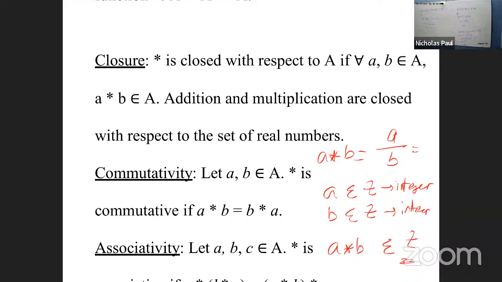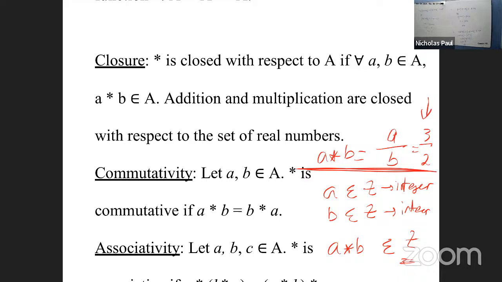And it's 1 over... 3 over 2. A is 3 and B is 2. That is no longer an integer. Okay? That is now what? Rational. That's okay? So it means that A star B has values that are rational. Right? Therefore, in this example, it is not closed. All right? That's okay?